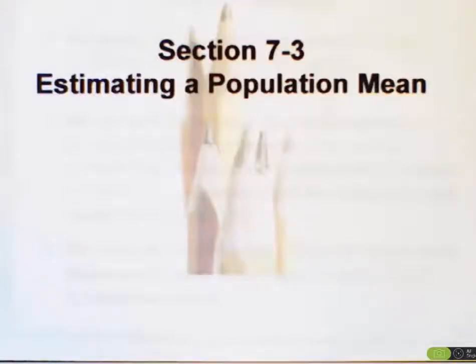In section 7.2, we did two things. We found confidence intervals for population proportions, and then we found sample sizes to use when estimating sample proportions. In 7.3, we're doing the same two things for population means rather than proportions.